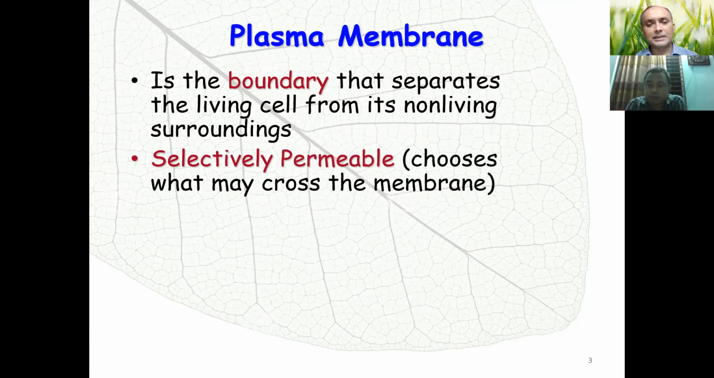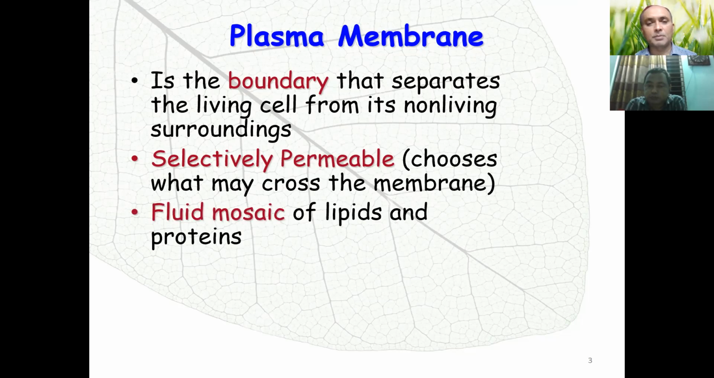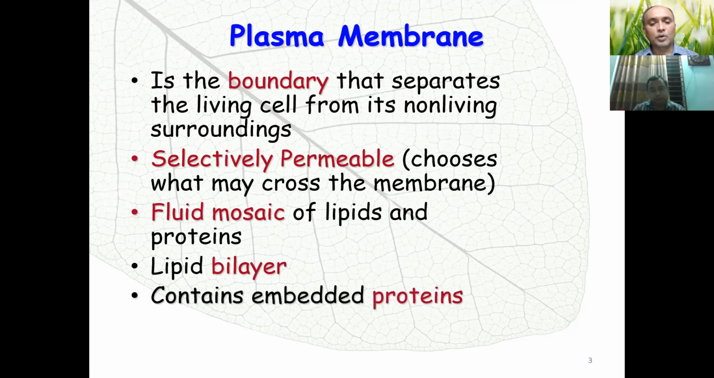It is selectively permeable. It chooses what may cross the membrane, just like a boundary wall. So there is a gatekeeping system, so selectively permeable. Fluid mosaic of lipids and protein. It is called the fluid mosaic theory. That means the cell membrane is composed of lipids and protein and is like a mosaic in structure. And lipids form a bilayer that contains embedded proteins.